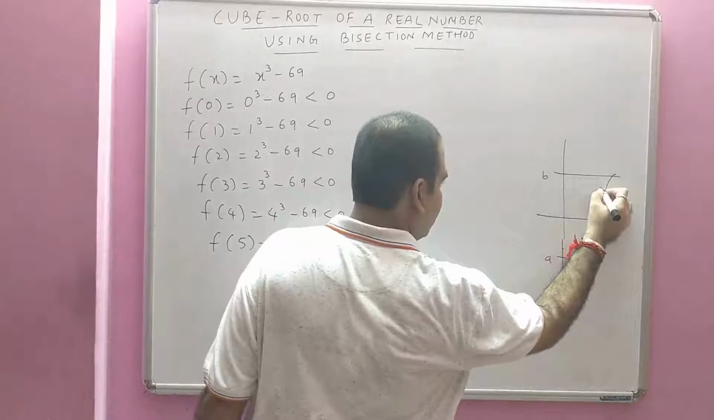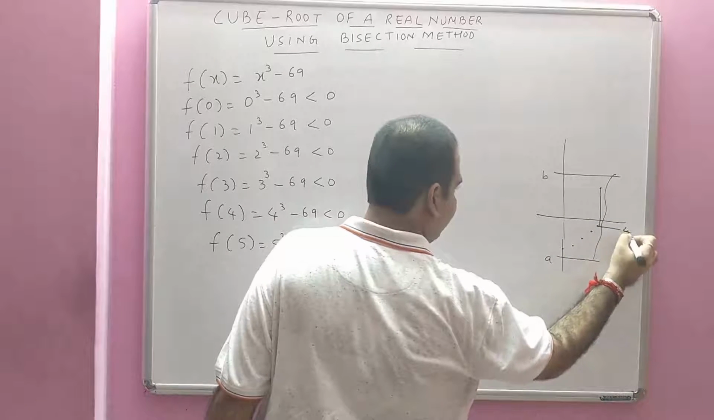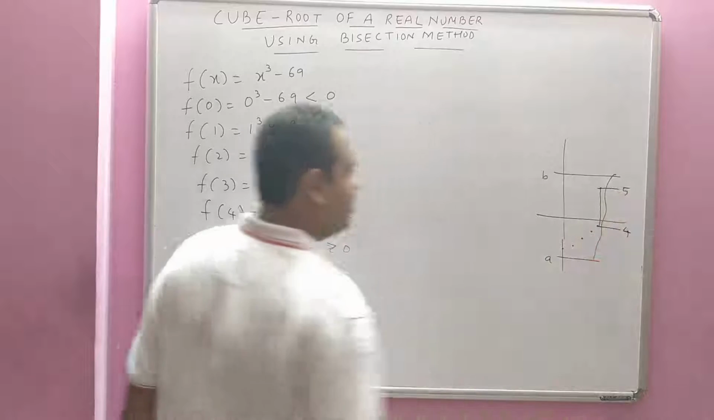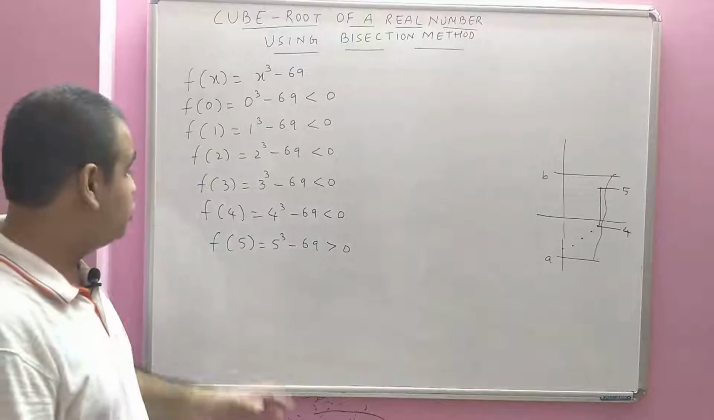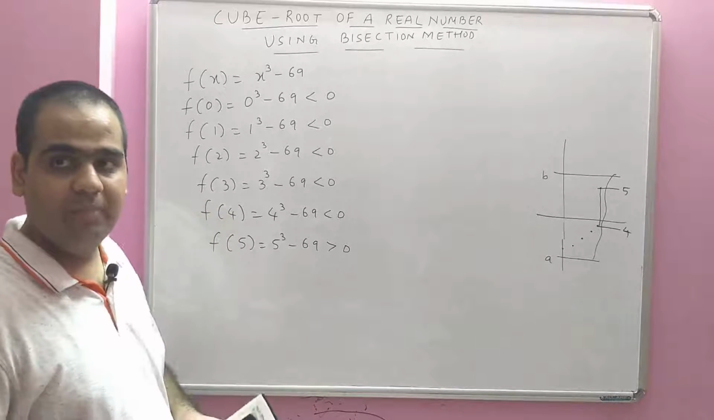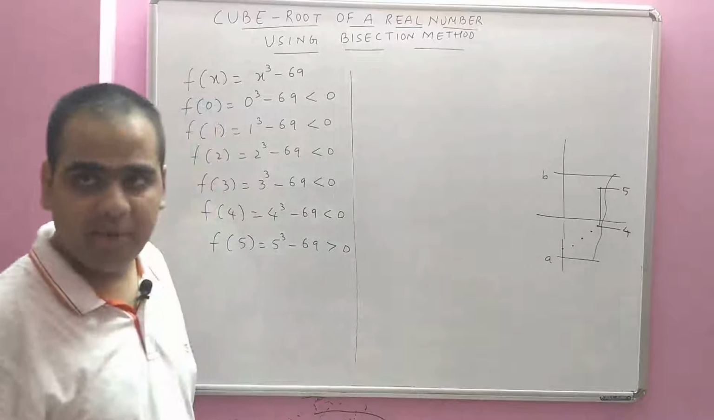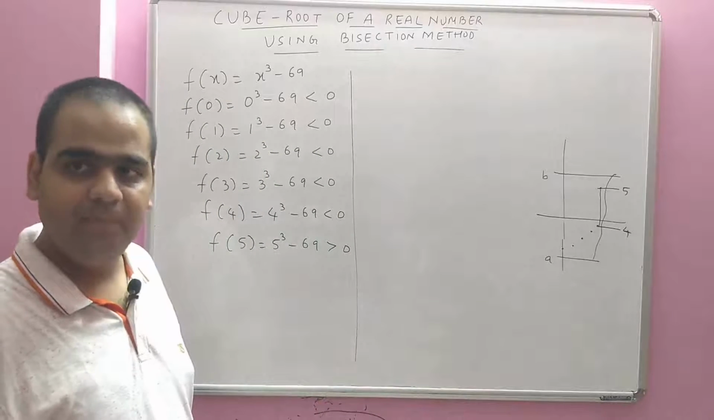This is over here. Now we have found a point A which is 4, and a point B which is 5. Therefore, the root should lie between 4 and 5. Now, we will draw a table and see how we find the root.